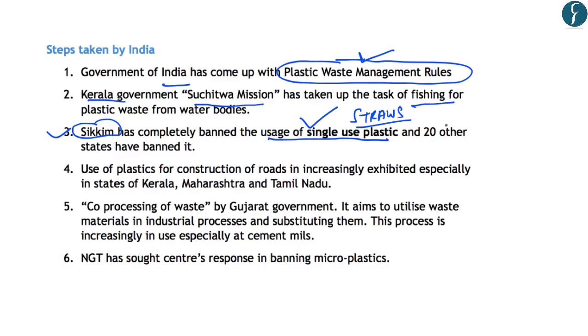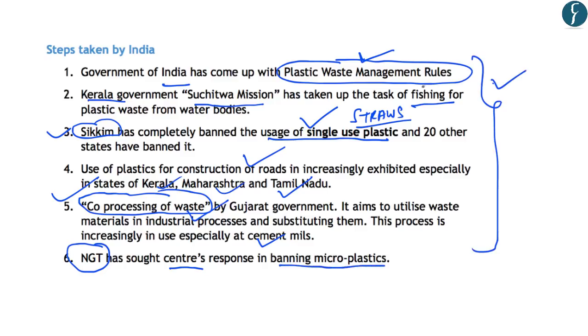Now, there have been certain positive steps like the use of plastic for the construction of roads in Kerala, Maharashtra and Tamil Nadu as well. Further, the Gujarat government has started co-processing of waste. In this co-processing, the waste material is utilized in industrial processes. And most of the plastic waste is being used in the cement mills. Further, you should note that the National Green Tribunal has asked the central government for its response on a ban on microplastics in India. So these are some of the steps which have been taken by the Government of India and various state governments. And they can be used in your answers.